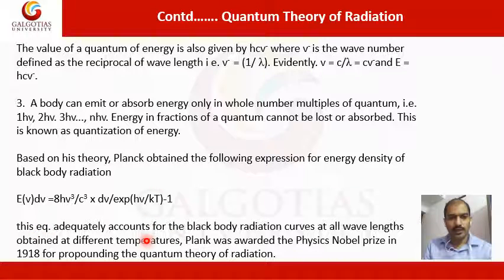So it adequately accounts for the black body radiation curves at all wavelengths obtained at different temperatures. Planck, for his excellent work to explain the nature of radiation, was awarded a Nobel Prize in 1918 for proposing the quantum theory of radiation.